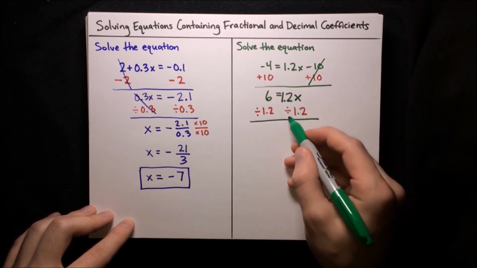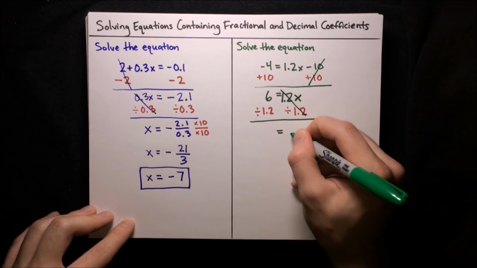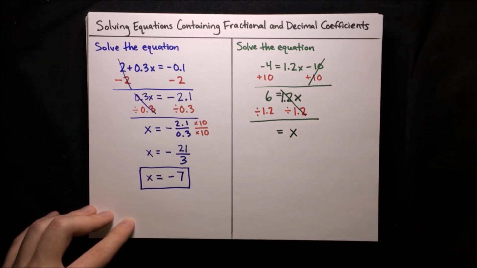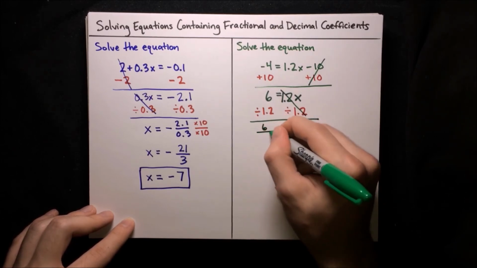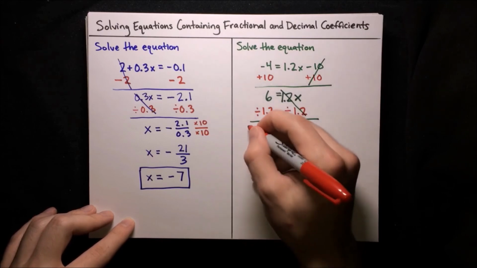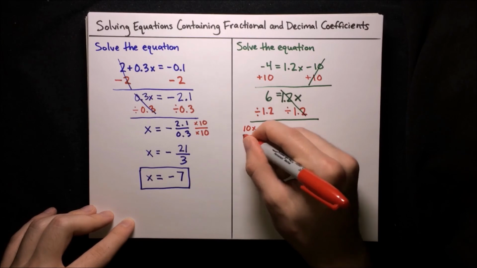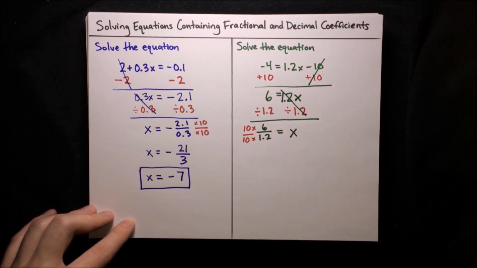Alright, so this 1.2 cancels with the divided by 1.2, and on the right-hand side all we have left is x, that's good. Then on the left-hand side we have 6 divided by 1.2, let's just write that as a fraction for now. 6 over 1.2. Now, in order to evaluate the fraction, we're going to do the same thing that we did before. We want to multiply the top and bottom of the fraction by some number to move over the decimal place, and that number would just be 10. So 10 times 6 and 10 times 1.2 multiply by the same amount on top and bottom, so we're not changing the fraction at all, just writing an equivalent fraction.